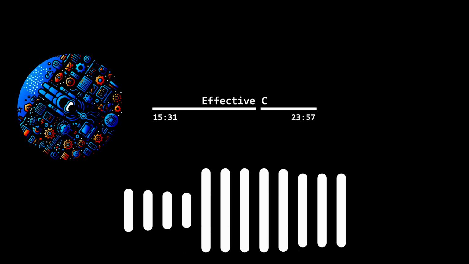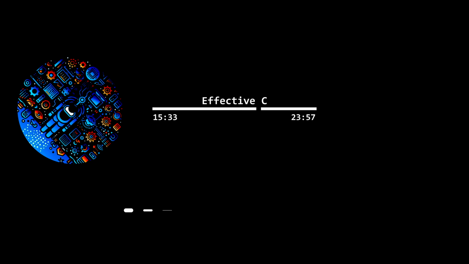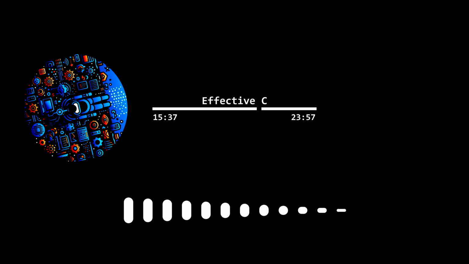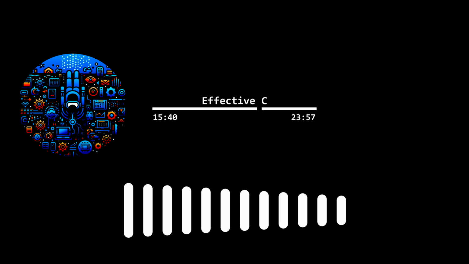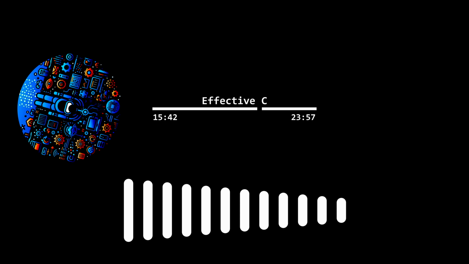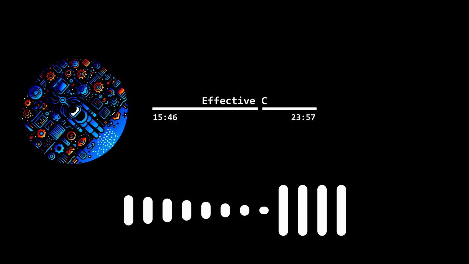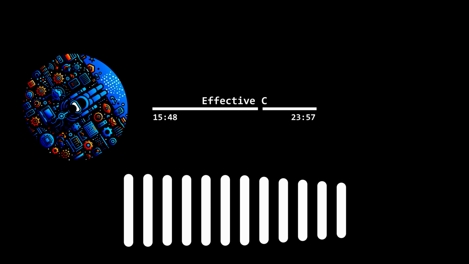And fundamentally, C doesn't have a built-in string type, does it? Nope. C strings are just arrays of characters with a special null character, 0, marking the end. Which leads to the crucial difference between string size, the allocated memory, and string length, the characters before the null. Exactly. And misunderstanding this is where many bugs originate.